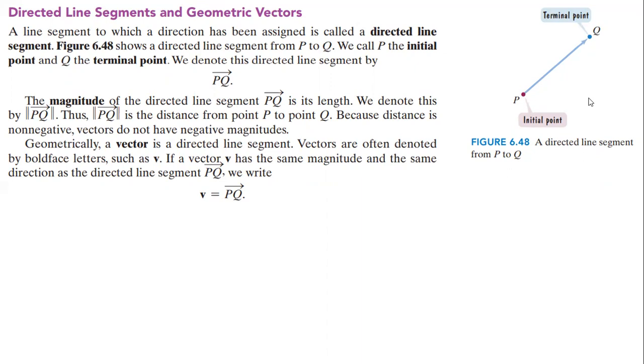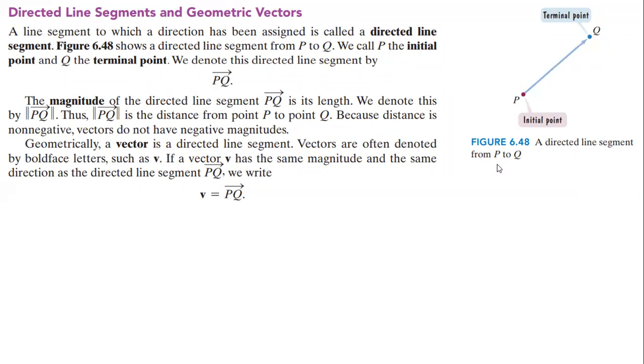This is called a vector, and because distance is always non-negative, vectors do not have negative magnitude, so the magnitude is always positive. Vectors are often denoted by boldface letters, V capital like this, in bold. Vector V has the same magnitude and same direction as PQ, so we can name this PQ.